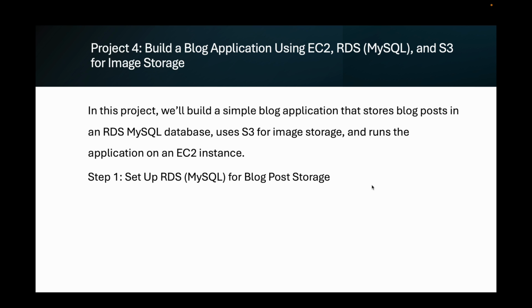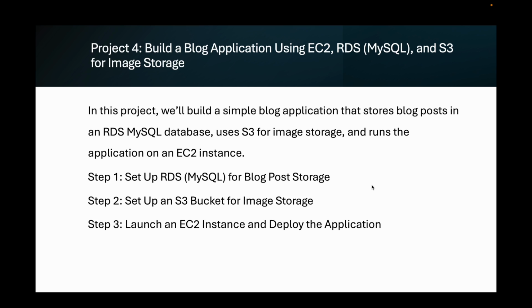So step 1 will be set up RDS MySQL for blog post storage. Then we'll set up an S3 bucket for image storage. Then we're going to launch an EC2 instance and deploy the application. And finally, we'll create the blog application. So let's jump into it and create project 4.